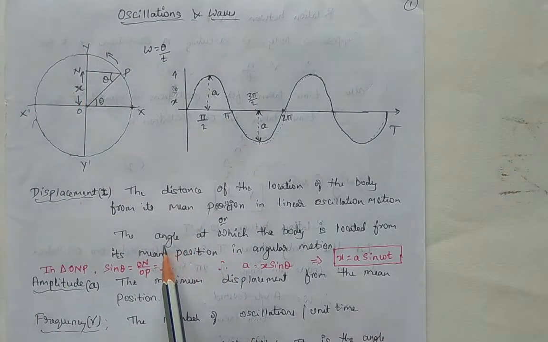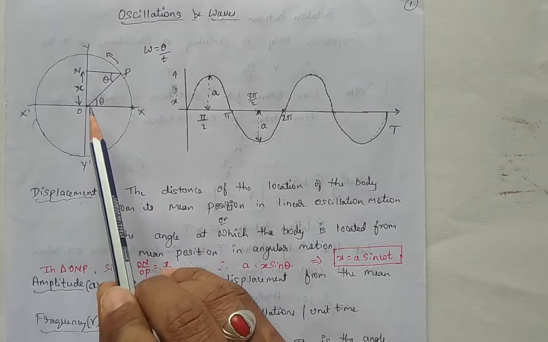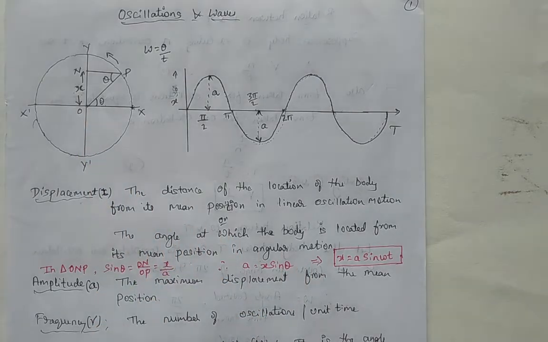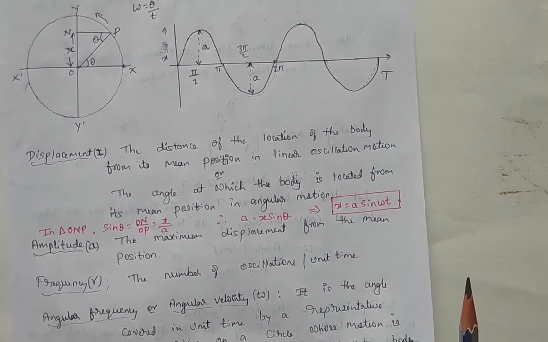Or the other simple definition is the angle at which the body is located from its mean position in angular motion. Any one definition we can use. That is the displacement which has taken place.